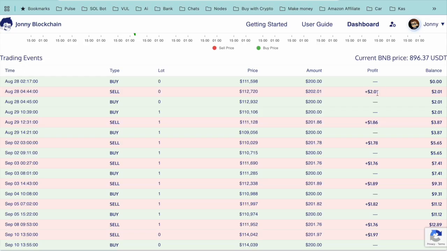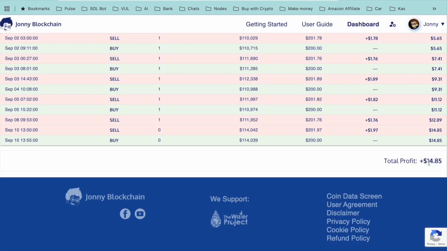Now, this price that it shows you here in these two columns, this plus $2.01, is after trading fees. So you've got no trading fees to come out of that. And then down here, it gives me a figure of $14.85 on $200.